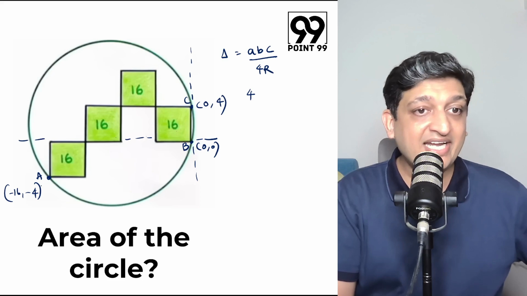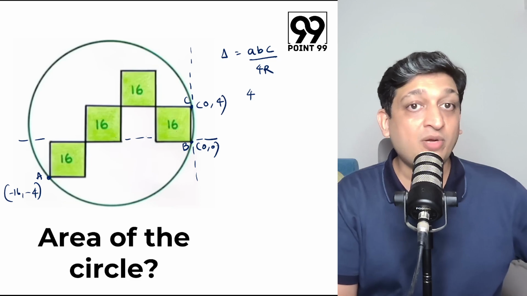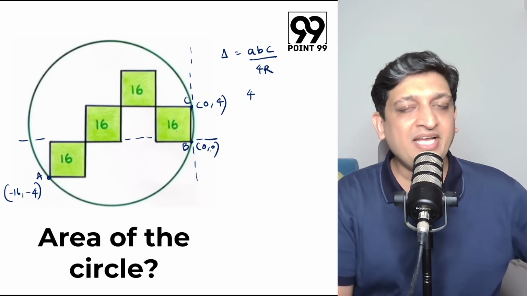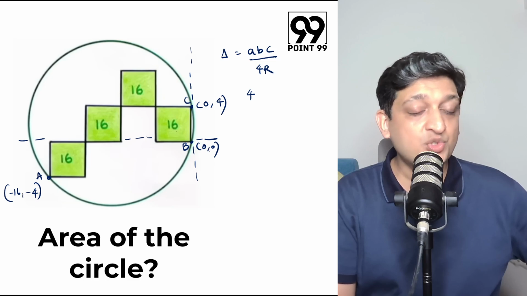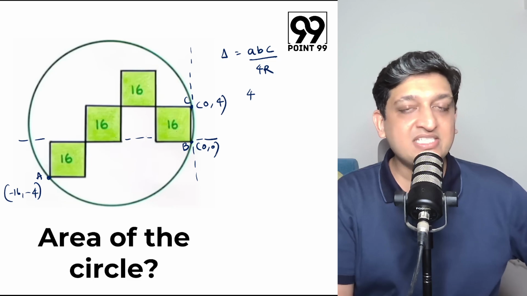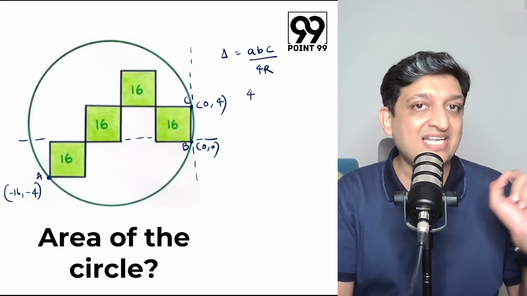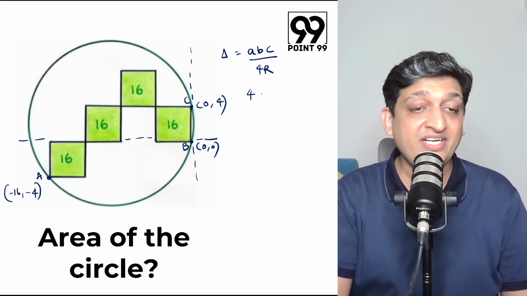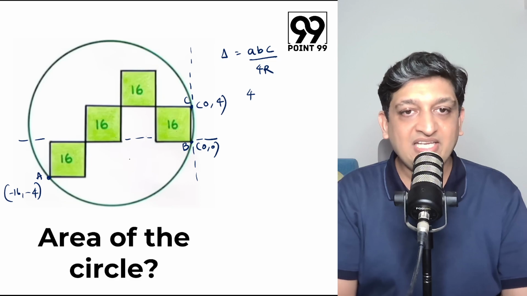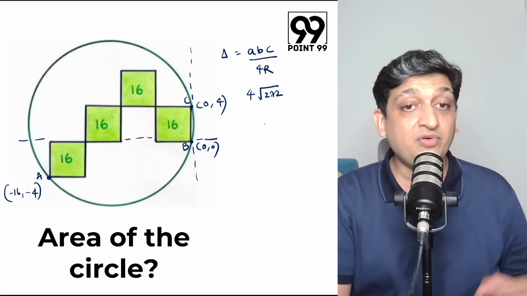What about the side length of AB? We have -16, -4 and 0, 0. So -16 minus 0 the whole square is going to give us 256. -4 minus 0 the whole square is going to give us 16. So 256 and 16 is going to give us 272. So we are going to get the length of AB as root of 272. That is what we are going to get.